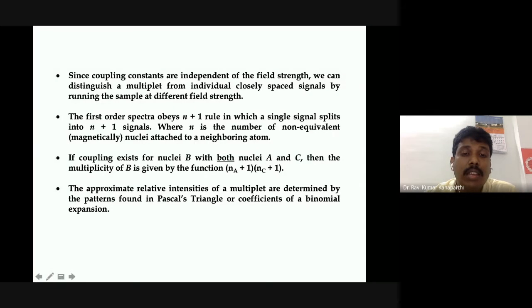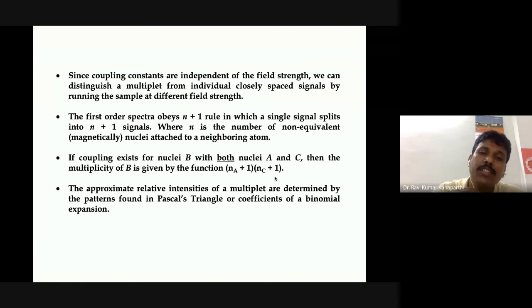In this case, I have written that if the coupling exists for nucleus B with both nuclei A and C, then the multiplicity of B is given by this formula: (Na plus 1) multiplied by (Nc plus 1). One side of B you have C nuclei, the other side you have A nuclei. Na and Nc are the number of nuclei on both sides. You can just multiply both the numbers, and then the total multiplicity of the B signal can be calculated. These are very, very important.